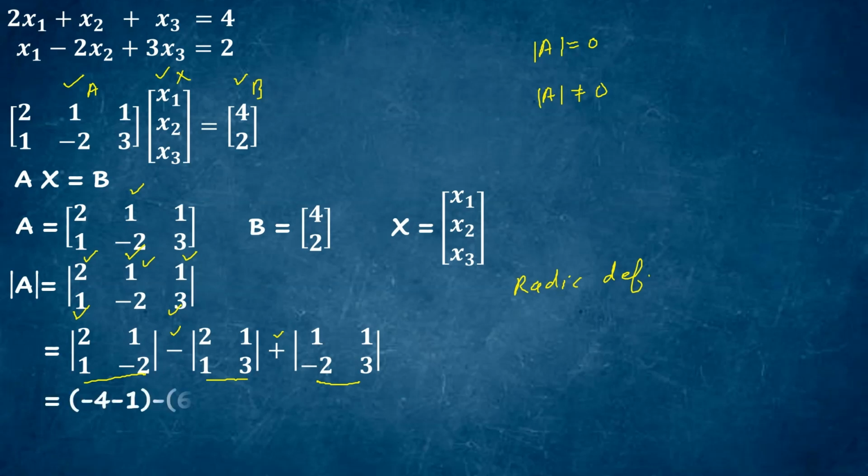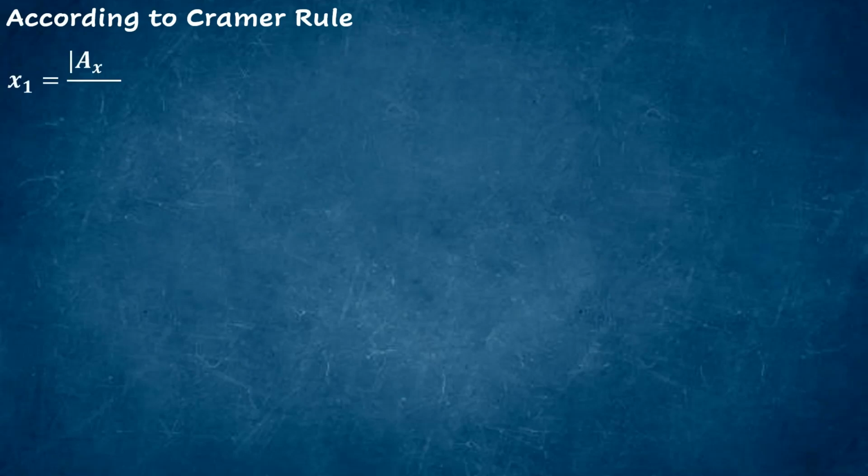These 2 cross 2 determinants can be easily evaluated, and we get the value of the determinant of A to be minus 5. As the system has a solution, we apply Cramer's rule to solve it. According to Cramer's rule, x1 will be equal to the determinant of Ax1 over the determinant of A. Now we construct the matrix Ax1.